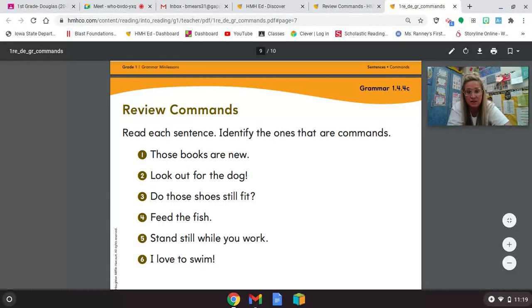Feed the fish. Is feed the fish a command? Is it telling you to do something? Yeah. Yep, so it's a command. Here's the next one. Stand still while you work. Is it telling you to do something? Mm-hmm. And the last one, I love to swim. Okay. Is that a command? You're saying yes, it's a command. Is that telling you to do something, or is it just giving you information? Yeah. It's just giving information. It's not telling you to do something. It didn't say let's go, or it didn't say go swimming. It just said I love to swim.